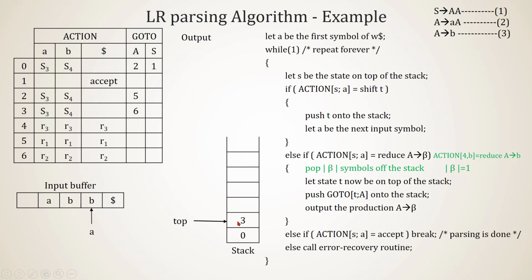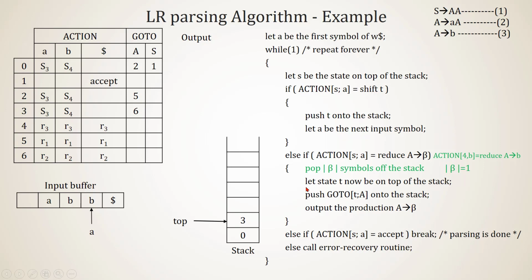Now the top of the stack contains state T. Push goto T comma A onto the stack. T is the top of the stack, that is 3. What is 3 comma A? 3 comma capital A, because here the production is A derives B. So you just compare these two productions, A derives beta and A derives B. Here A means this A, here beta means this B. Here also goto T comma A means 3 comma this A. 3 comma this A contains 6.